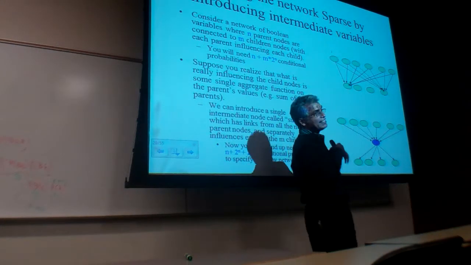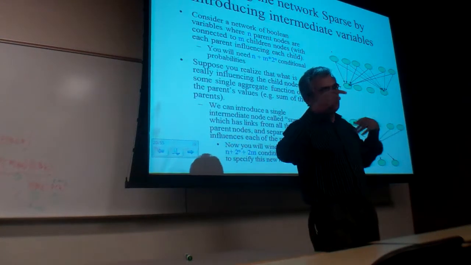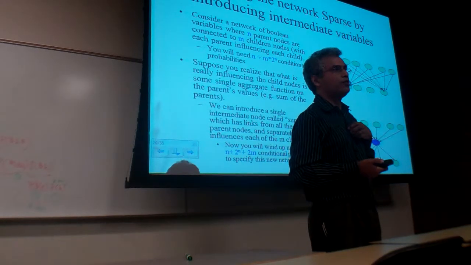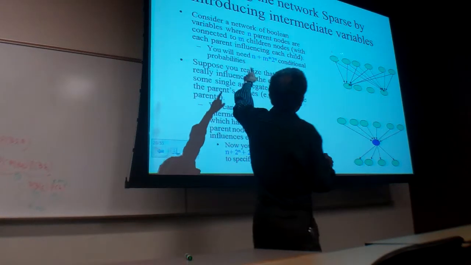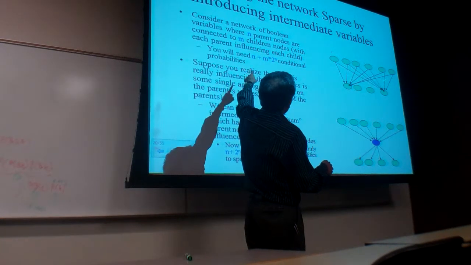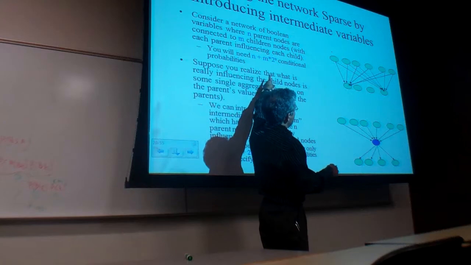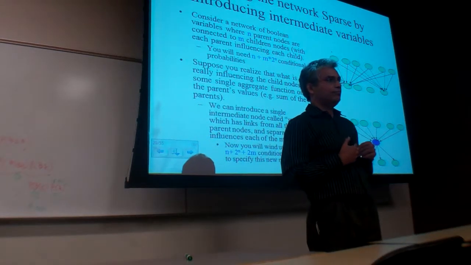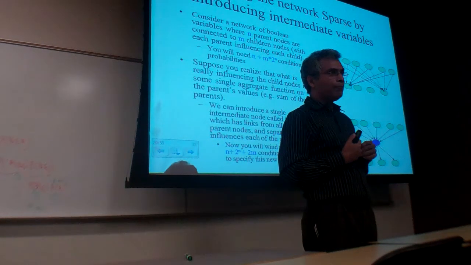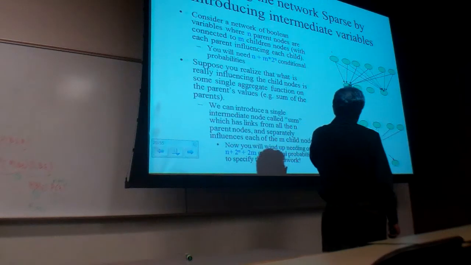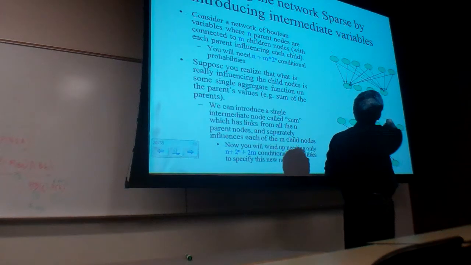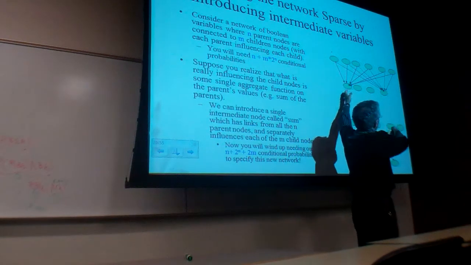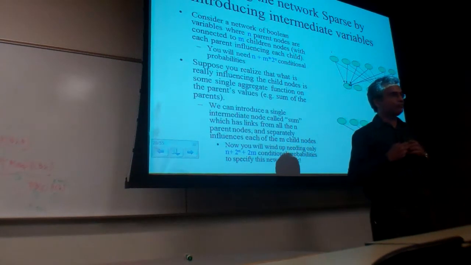Plus, of course, the parents themselves will need numbers, that's like also n. Those are the prior distribution. So if I give you this network, I would need n numbers for the parents plus m times 2 power n numbers for the children. Okay. Now, suppose I look at this and say, well, really what's happening is these are all your marks and these are all your grades.